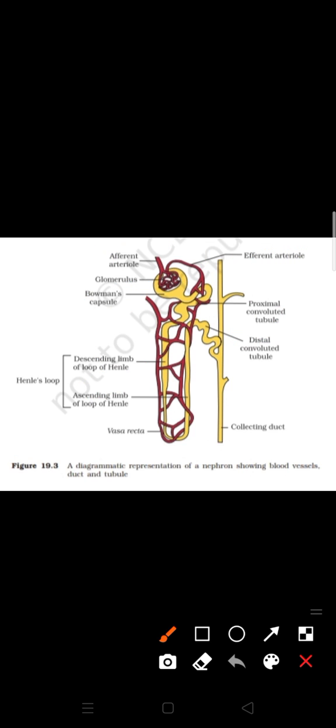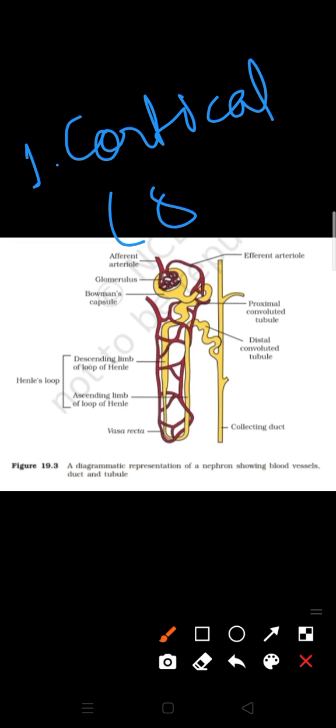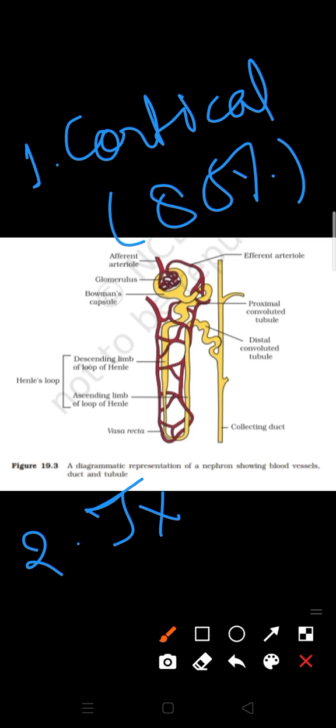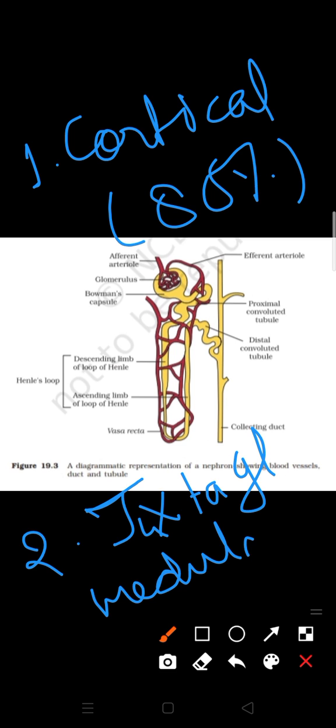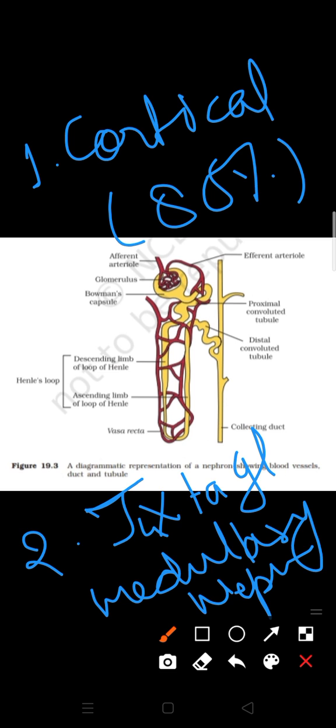Basically, two types of nephrons are present in the kidney. The first type is known as the cortical nephron, which covers about 85% of nephrons, and the second type is known as the juxtaglomerular nephron or juxtamedullary nephron. So two types are there. It covers approximately 50% of the nephrons. These two types of nephron show structural and functional differences.